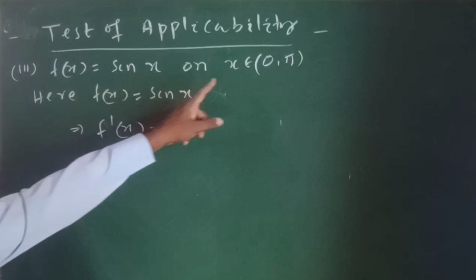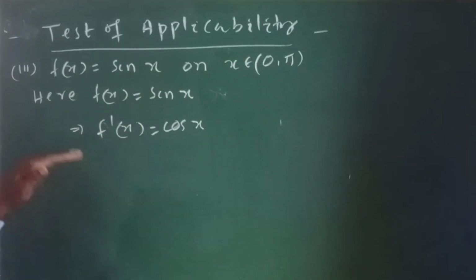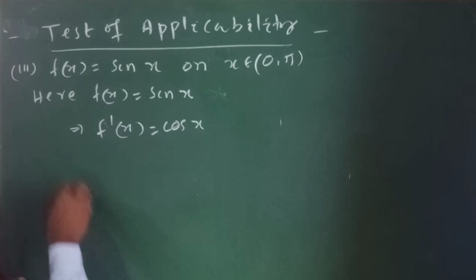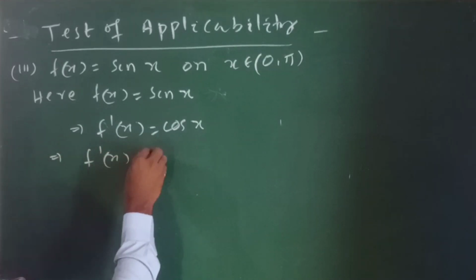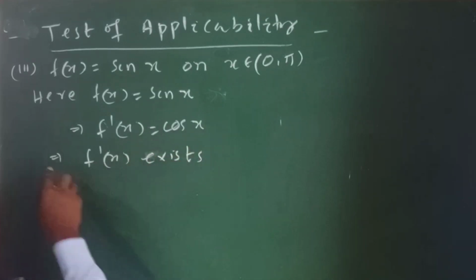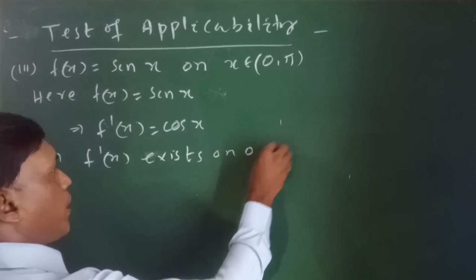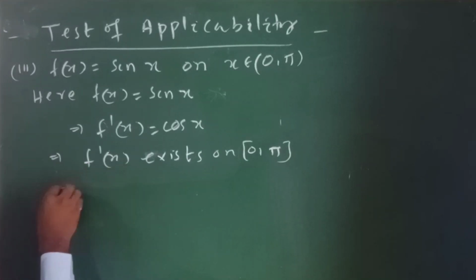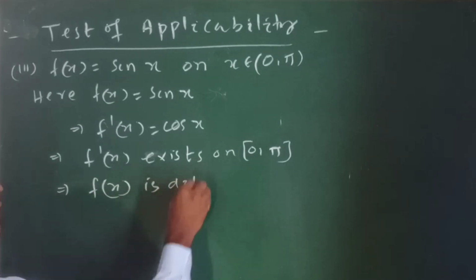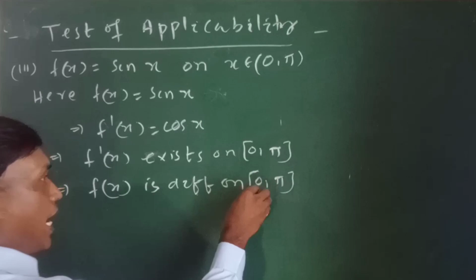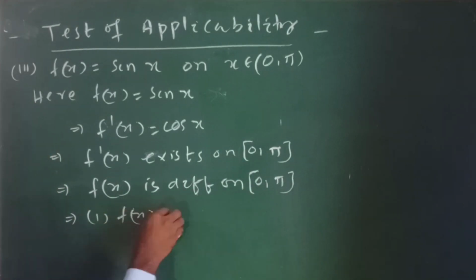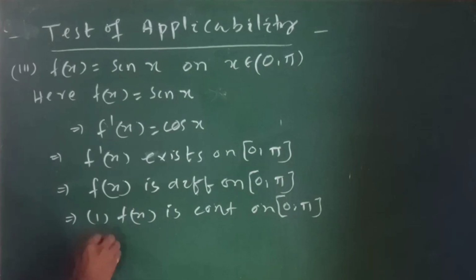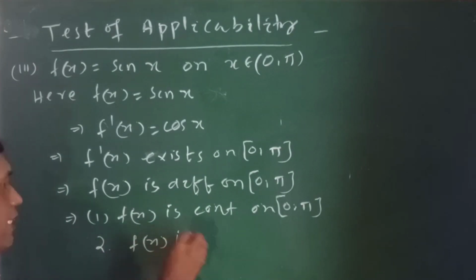Next is f of x is equal to sin x on x is equal to 0 to pi. We have to test the applicability, that means whether Rolle's theorem is applicable or not to the given function. F of x is equal to sin x means f dash x is equal to cos x, which implies f dash x exists on 0 to pi. That means if we take any value between 0 and pi, then we can find the value of f dash x. So as f dash x exists, f of x is differentiable on 0 pi. As this is differentiable, f of x is continuous on 0 pi, because we know that every differentiable function is continuous.